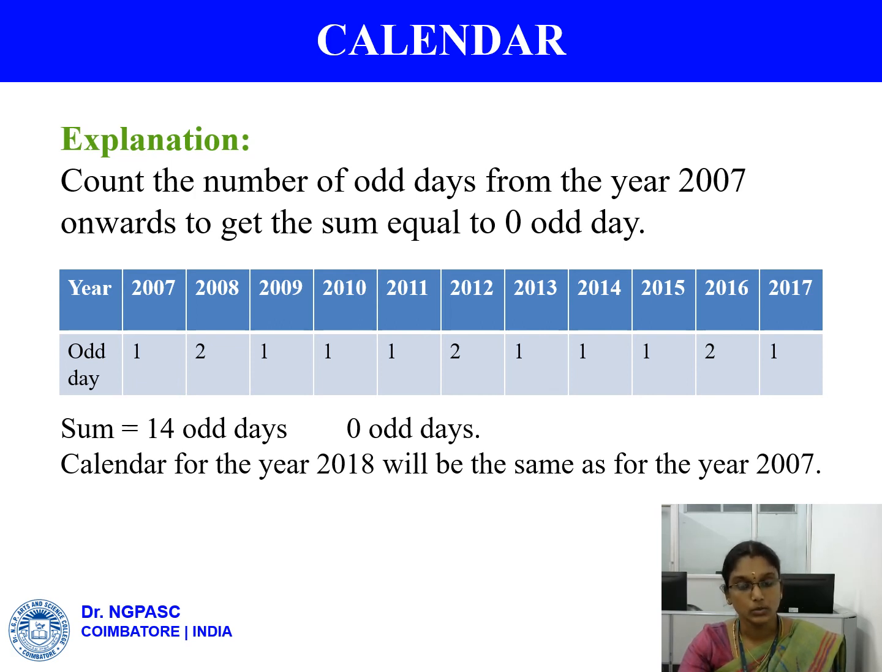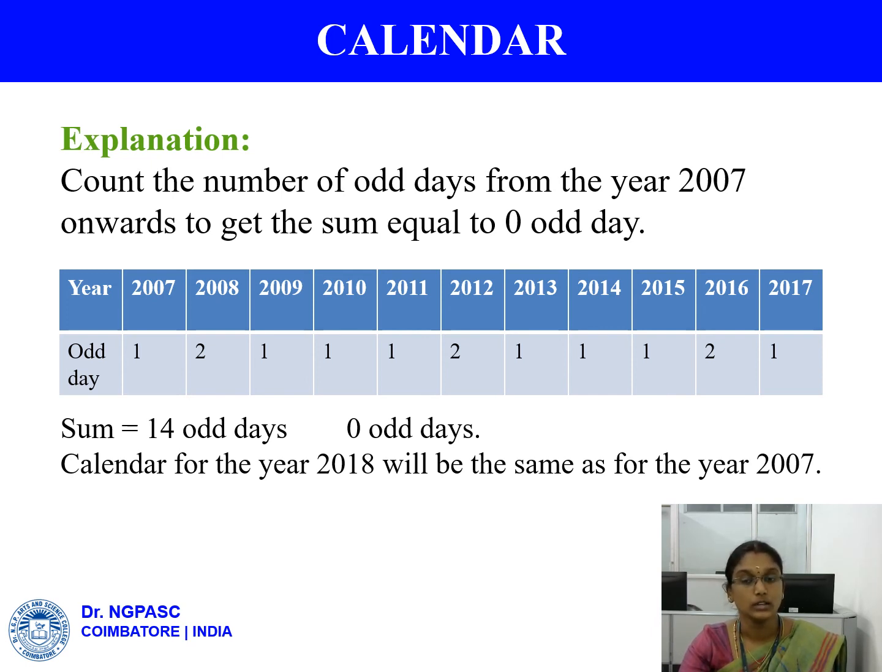Next, 2011, 1 odd day, 6. 2012 is a leap year, 6 plus 2 is 8. It does not come to 7, so we have to keep adding all the values and we will get the remainder as 0.